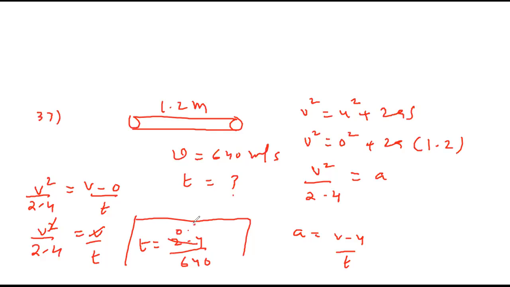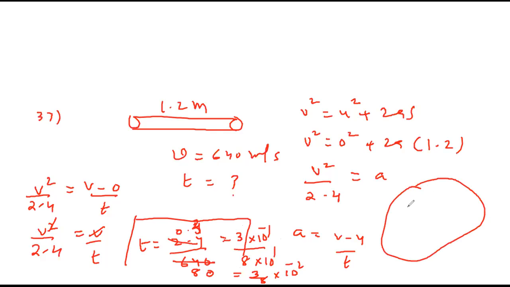6 into 4 is 24, 16. 6 into, no, 8 threes are 24. 0.3. 8 eights are 64. So this is 3 into 10 raised to minus 1, 8 into 10 raised to plus 1. That is 3 by 8 into 10 raised to minus 2, which you can write as 30 upon 8 into 10 raised to minus 3 second, which is 4 millisecond. This answer, 4 millisecond.